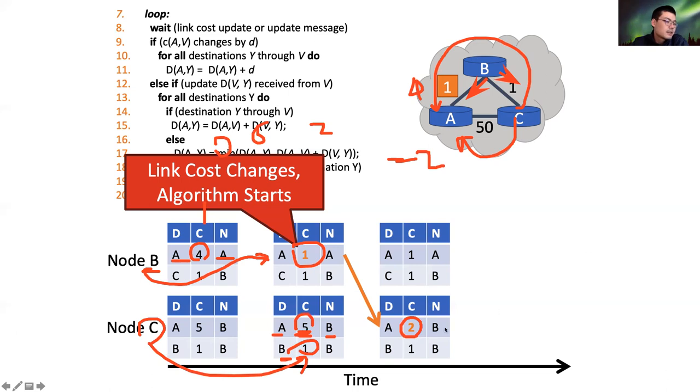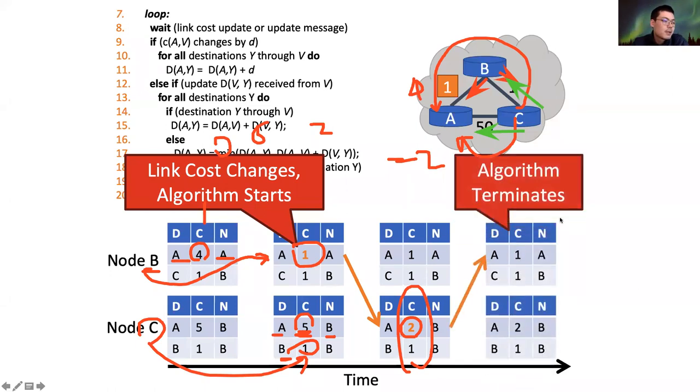By that time, you see this distance vector is also updated. So this guy, C, also needs to notify others. Let's use this arrow, because it has something updated. Notify its neighbors. Again, it only communicates with neighbors. So what will happen is that the algorithm will terminate, because this distance is 2.